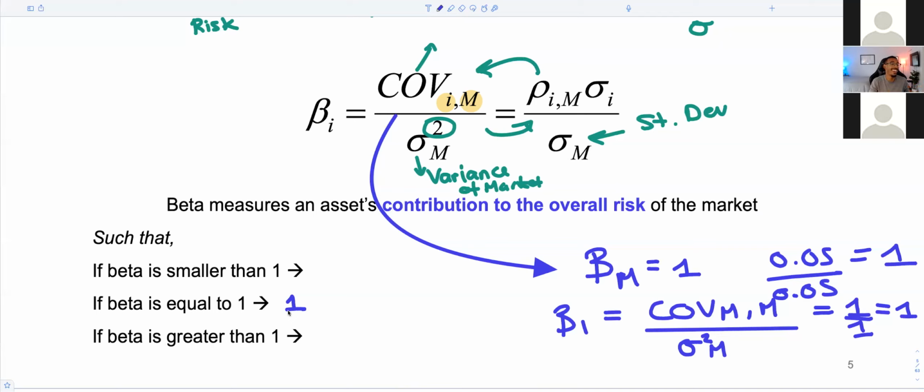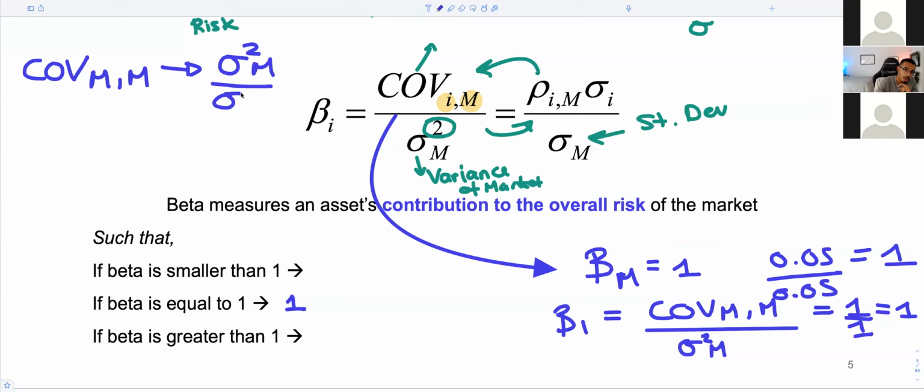Okay, so let's think about it, right? Two yeses, yikes. So let's think about it, right? The covariance of the market portfolio with the market portfolio, all right, will be equal simply to the variance of the market portfolio. That divided by the market portfolio would give you 1. Is that clear so far? Write no in the chat.